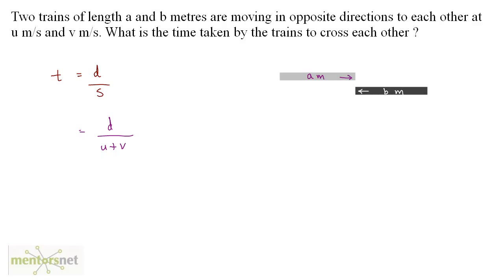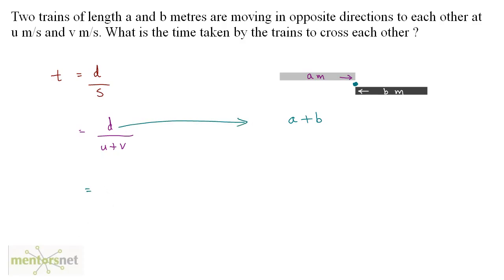Now we have to calculate the distance. So let us assume that this is the meeting point of the trains. Now the train which is moving to the right, that is the train which is A meters long, will have to travel A meters in order to cross this blue point, right? So we have A meters plus this train which is B meters long will have to travel B meters in order to cross this blue dot. So the effective distance traveled by both the trains is the addition of their lengths, A plus B. So this is the distance.